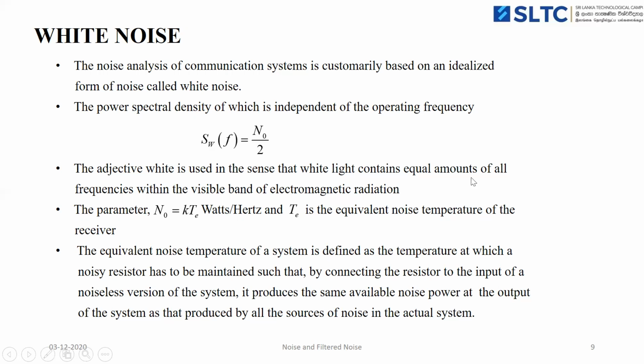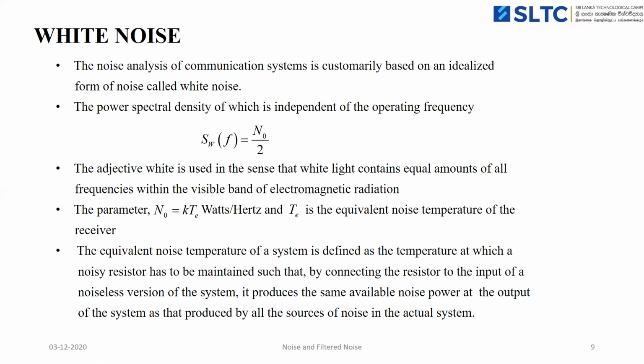and Te is the equivalent noise temperature of the receiver. And the second thing, why can we call this noise white noise? Actually, this is the noise occurring in the communication system, but it has some property which matches with visible light. That's why they use the word white. The adjective white is used in the sense that white light contains equal amounts of all frequency components in the visible band. That's why the word white is used for the noise present in the communication system.